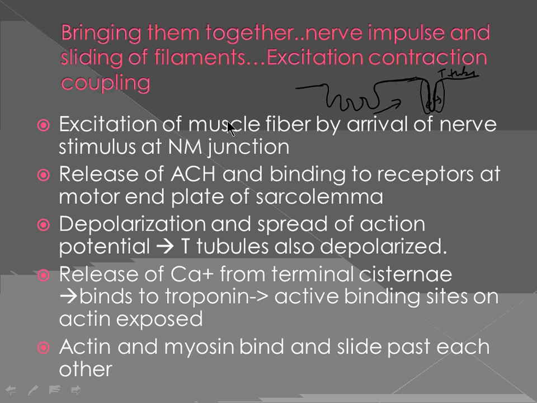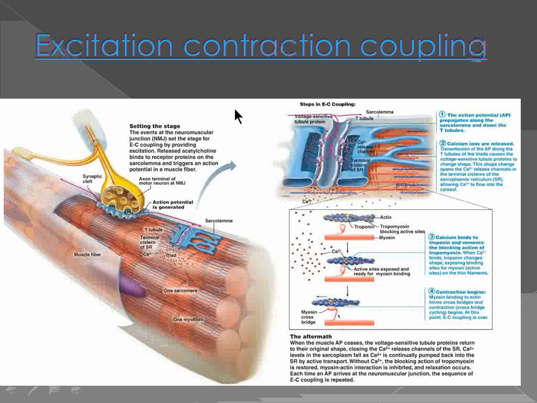Okay? So let's look at this now. And this is a picture which shows you that. So here is the neuromuscular junction. So here you can see the action potential has arrived. Acetylcholine has come into the synaptic cleft, bound to the receptors. So depolarization happens. It generates an action potential which travels in either direction, as you can see these arrows.